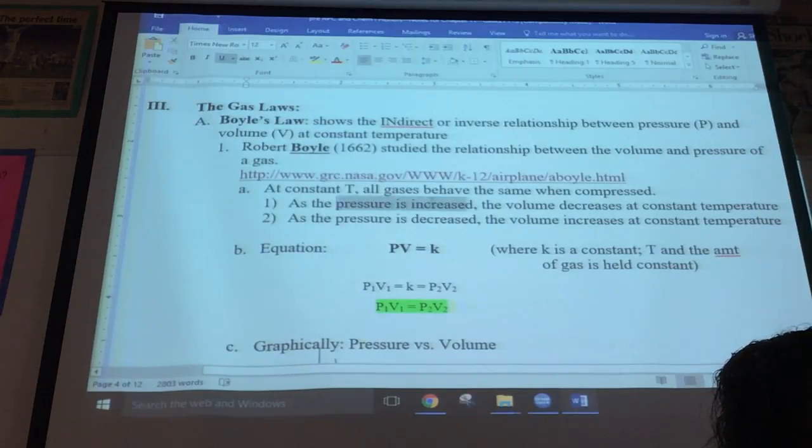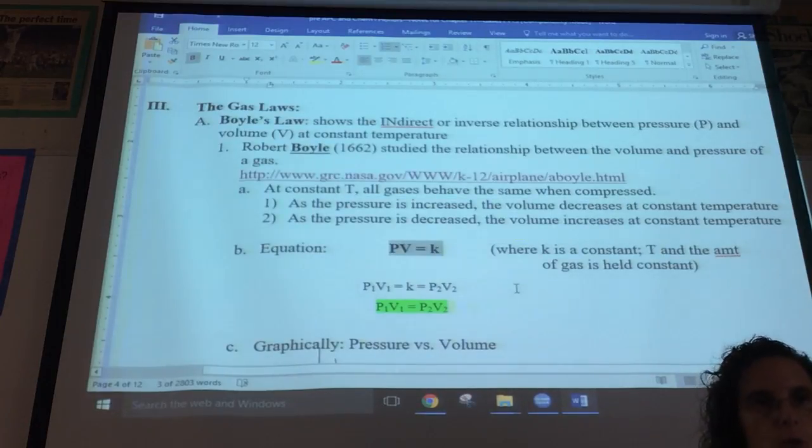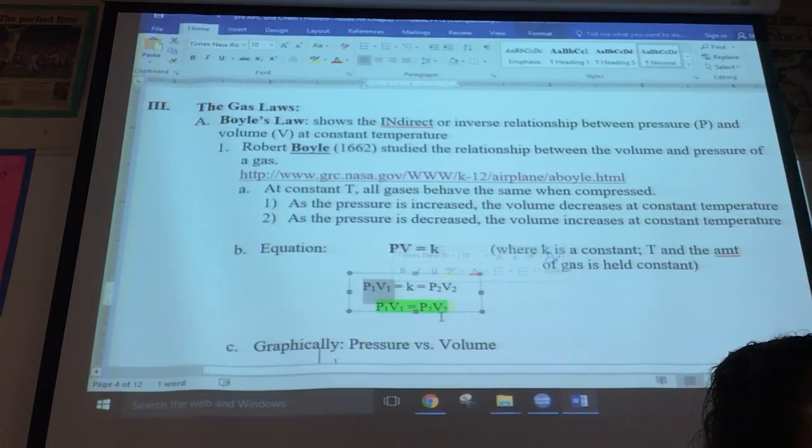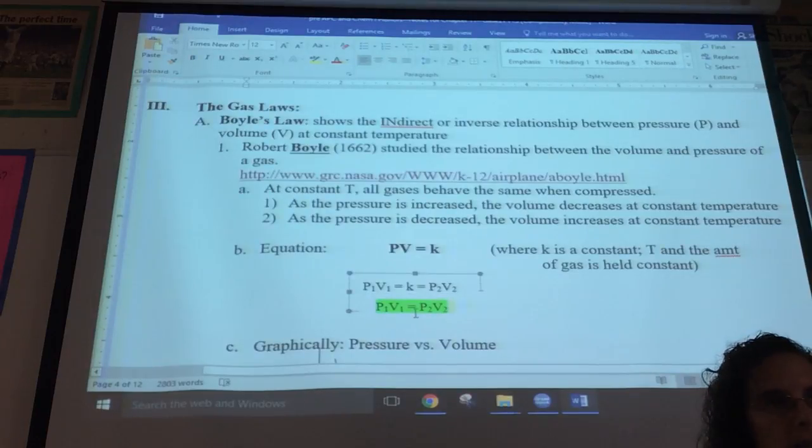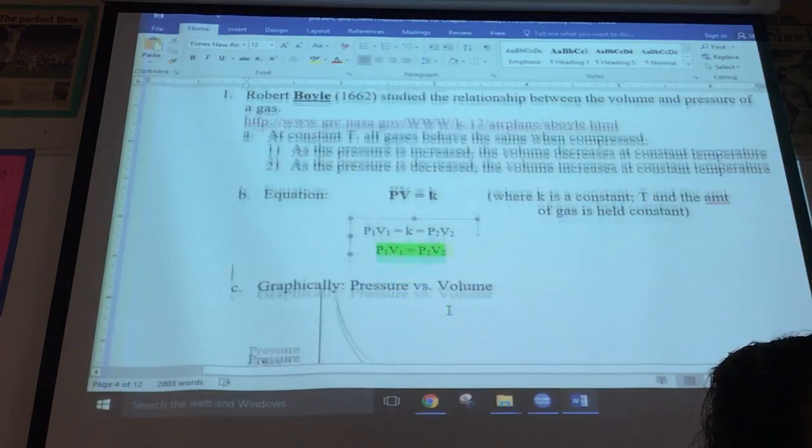So as I said, if you increase pressure, you decrease volume, and vice versa. When you want to show an inverse relationship, you multiply the 2 variables. The product of pressure times volume is equal to some constant K. So if you have pressure and volume under one set of conditions, you can compare them to a second set of conditions because they're both equal to K. Your formula here is P1V1 is equal to P2V2.